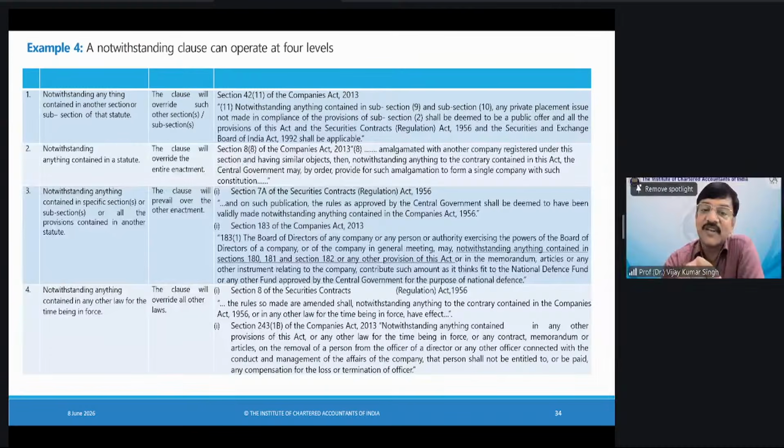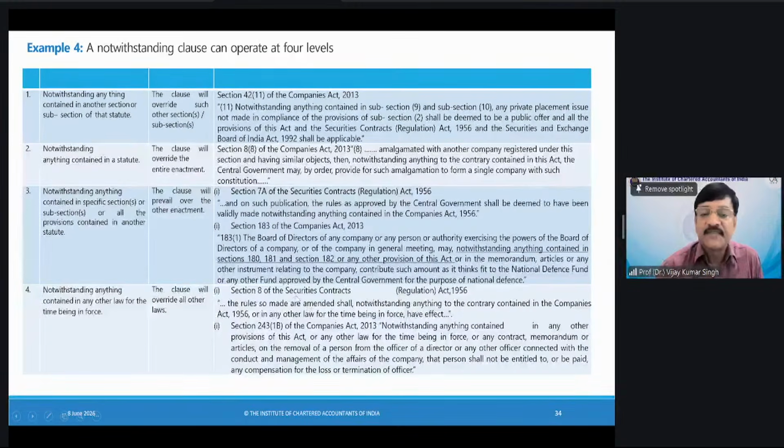It is not only referring to the Securities Contract Regulation Act, but it is also referring to the Companies Act. So it is saying whatever has been said in the Companies Act, you exclude that also, and this will prevail over that. The fourth one is talking about "notwithstanding anything contained in any other law for the time being in force." So this is the highest level. It is saying that the provision of this law prevails over all other provisions. This is the fourth level of notwithstanding or non-obstante clause, as you can see here.